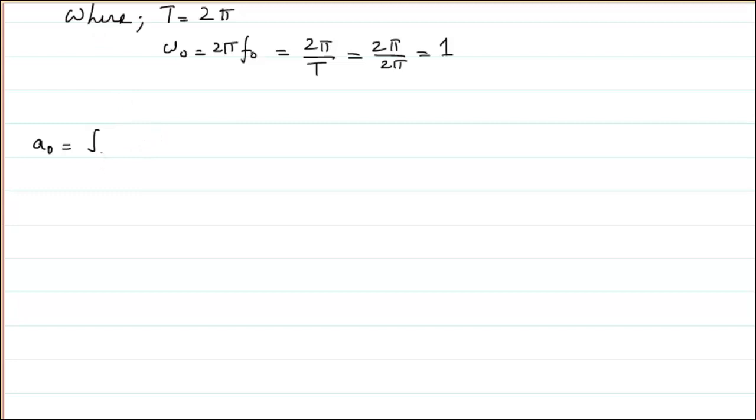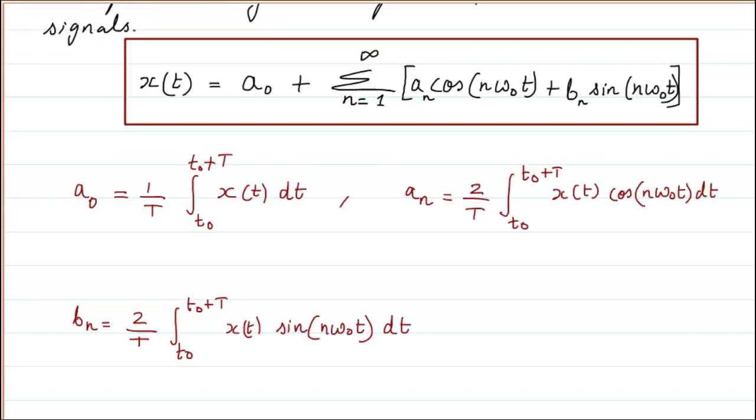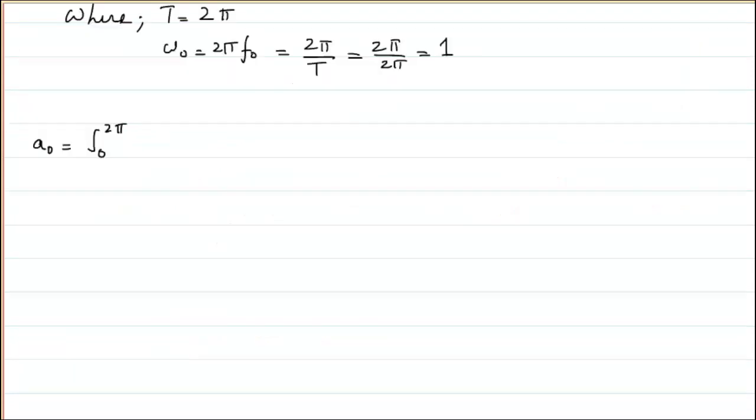So from 0 to 2 pi. And then I have missed out 1 by T in the front. So this one I have to write, correct? So this is the equation that I am trying to write. So 1 by T also I will have to write. So let me write it anew.